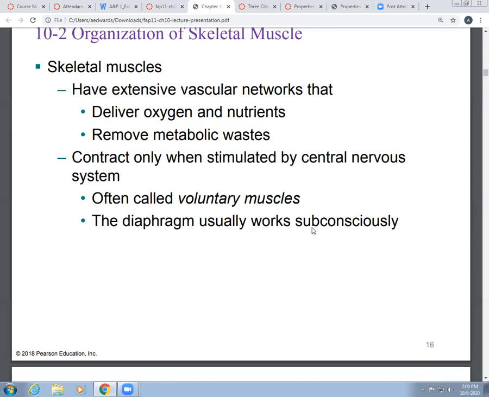Your diaphragm typically is going to work subconsciously, okay? You do get some control, but generally it's going to work on its own, okay? Which is good because you don't want to be thinking to breathe, okay? Those of you who are singers maybe have a little more control over your diaphragm, but most of the time it's just working on its own.